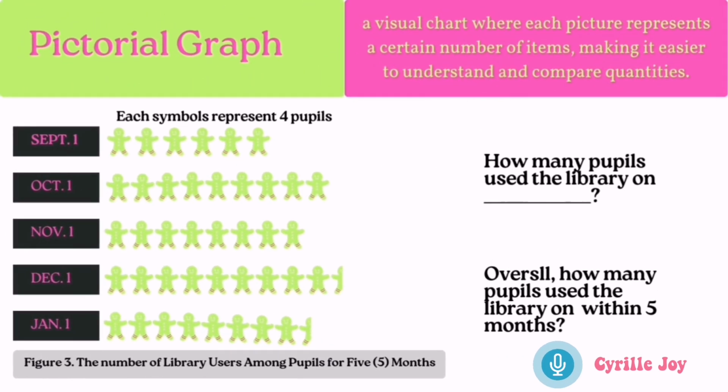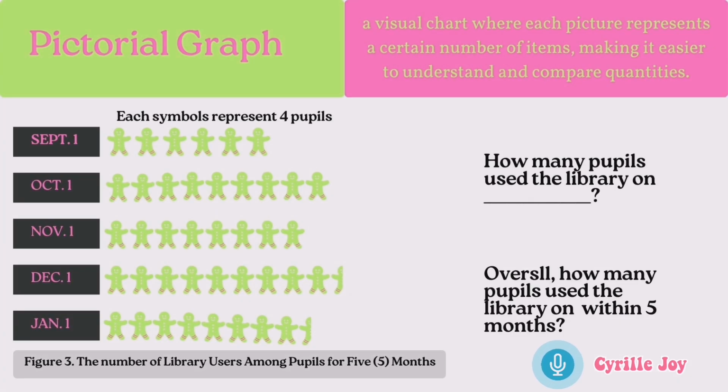Next is the pictorial graph or the pictograph. It is a visual chart where each picture represents a certain number of items, making it easier to understand and compare the quantities. In this figure, this is the number of library users among pupils for 5 months, where each symbol represents 4 pupils. So, how many pupils use the library on September 1?